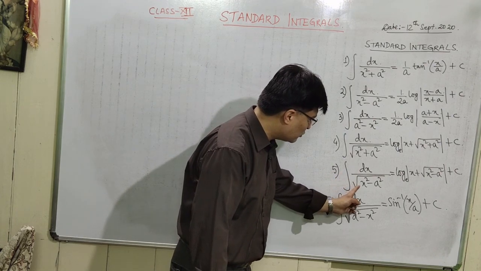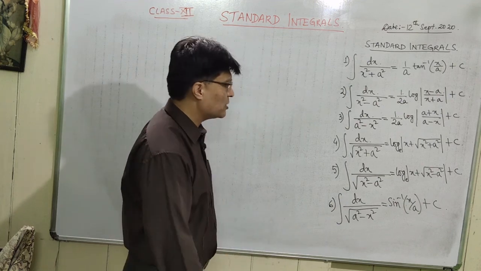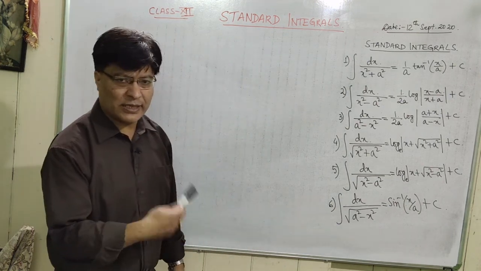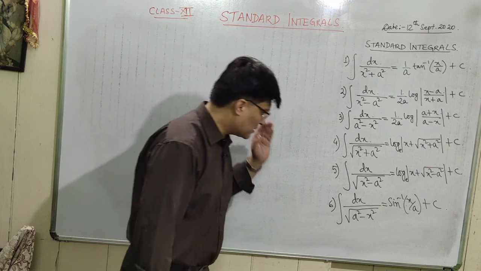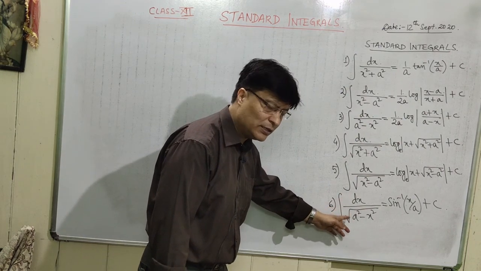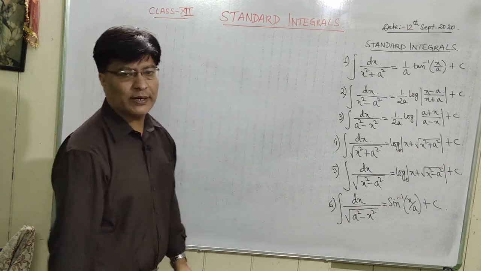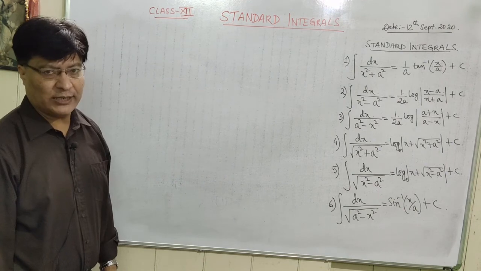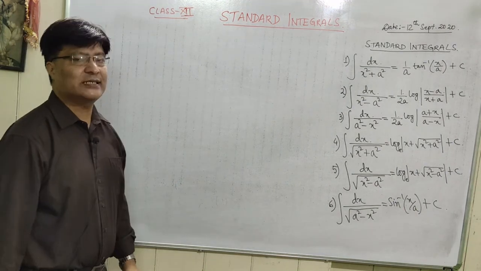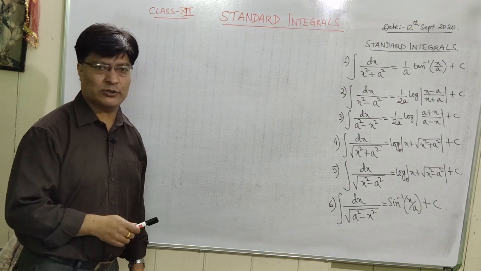Integration of dx divided by root over x square minus a square is equal to log of mod x plus root under x square minus a square mod sign close, the base is e, plus c. And the sixth, that is the last standard form, is integral dx divided by root over a square minus x square is equal to sine inverse within bracket x upon a plus c. So these are the 6 standard integrals that you should remember. You should memorize it.